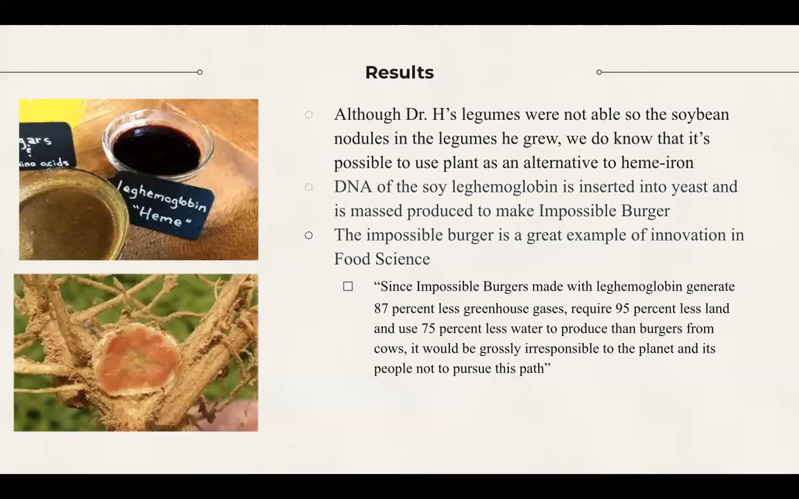Since Impossible Burgers made with soy hemoglobin generate 87% less greenhouse gases, require 95% less land, and use 75% less water to produce than burgers from cows, it would be grossly irresponsible to the planet and the people not to pursue this path.